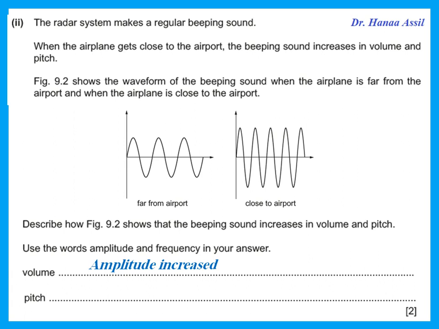Remember that the height of the wave, or the amplitude, has to do with whether the sound is loud or quiet. The pitch has to do with what? It has to do with the number of waves or the frequency of the waves. So obviously when it comes close to the airport, it has higher frequency, and that means higher pitch.